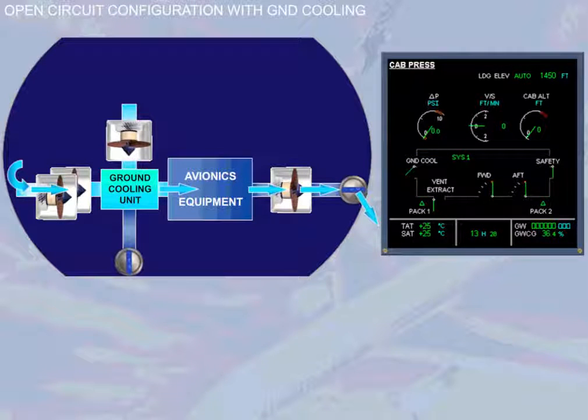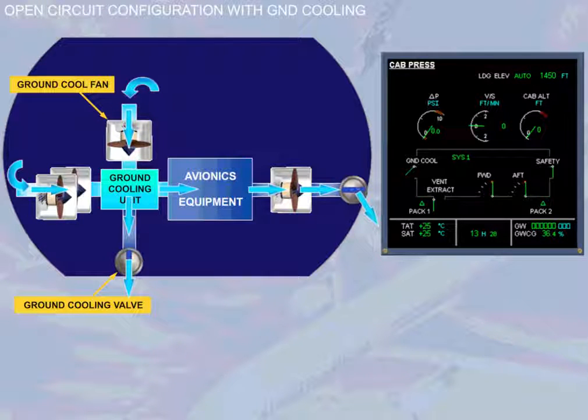The ground cooling unit is cooled using the flowing ambient air. The flow of ambient air is drawn by the ground cool fan and then discharged overboard via the ground cooling valve. On the ECAM cab press page, the ground cool indication gives the state of the avionics ground cooling system. Normally it remains white.